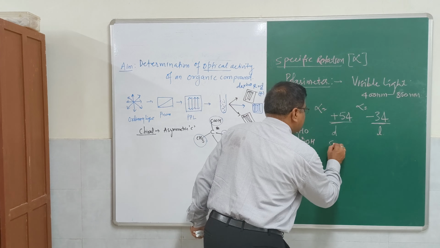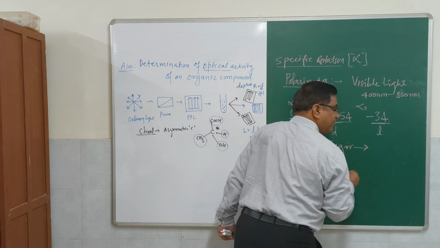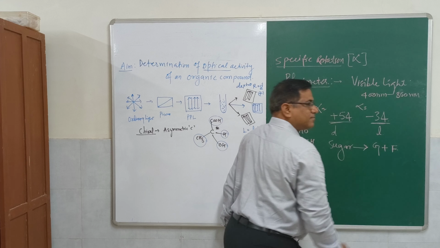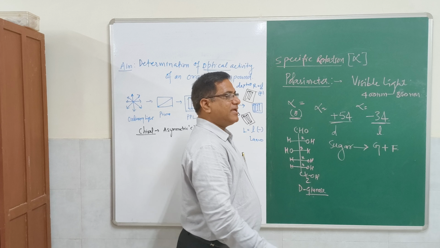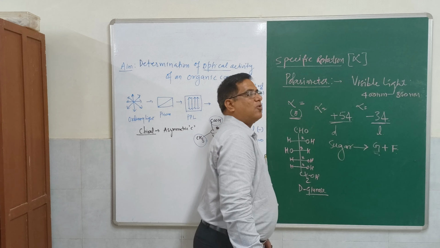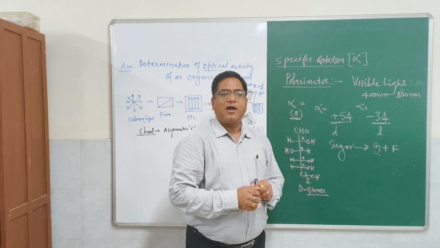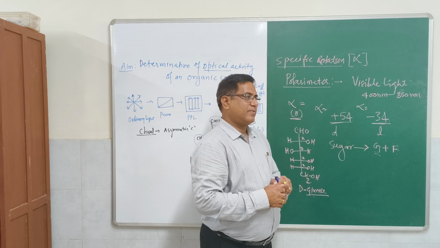Then today we will give sugar. What is the meaning of sugar? Sugar is composed of glucose plus fructose. So today we will give you the disaccharide, and from that you can see what the optical rotations of glucose and fructose are, whether they have the same optical rotation or different optical rotations.